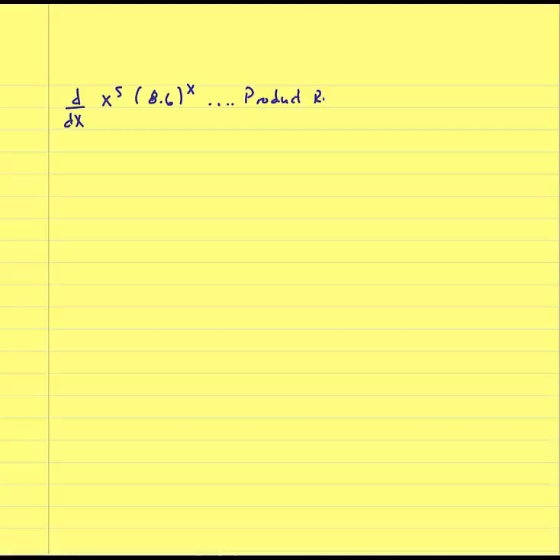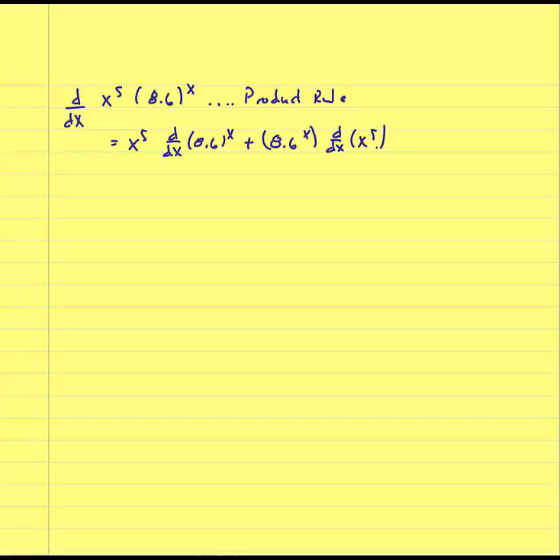So our first step that I'm going to do is I'm going to go ahead and write everything out here step by step. So this derivative is equal to the first function times the derivative of the second function plus the second function times the derivative of the first function.